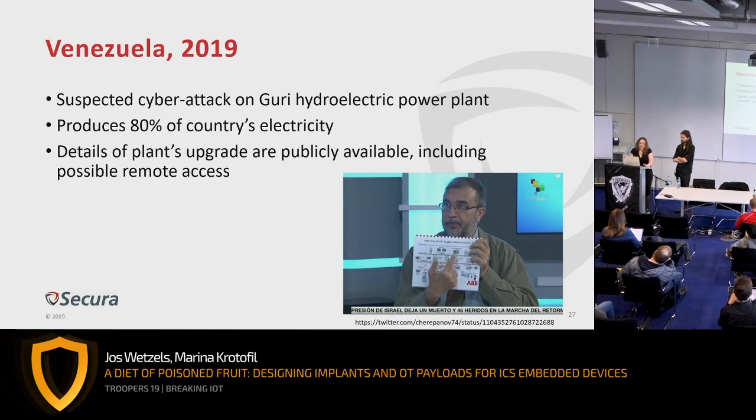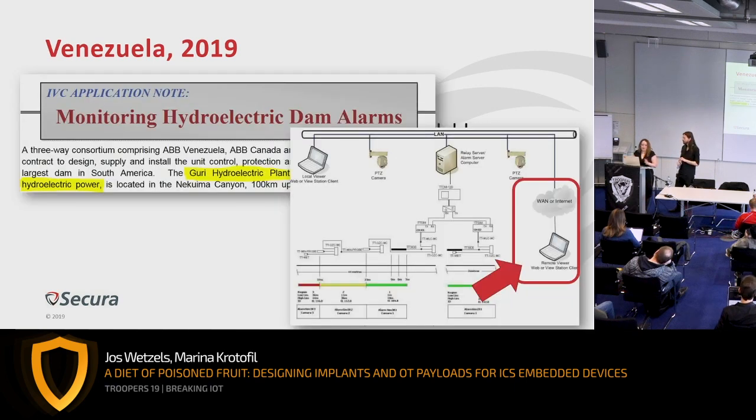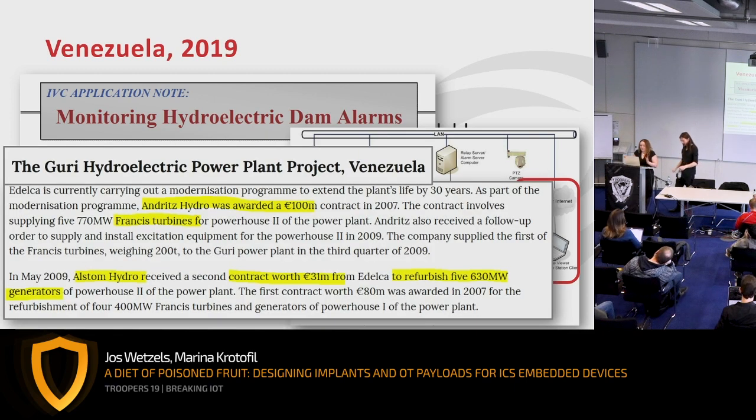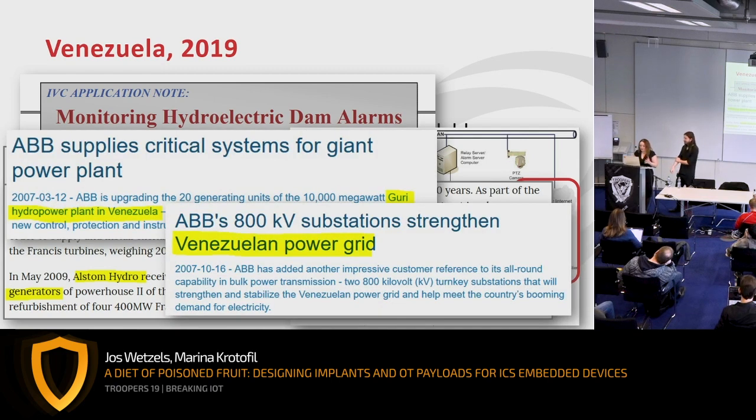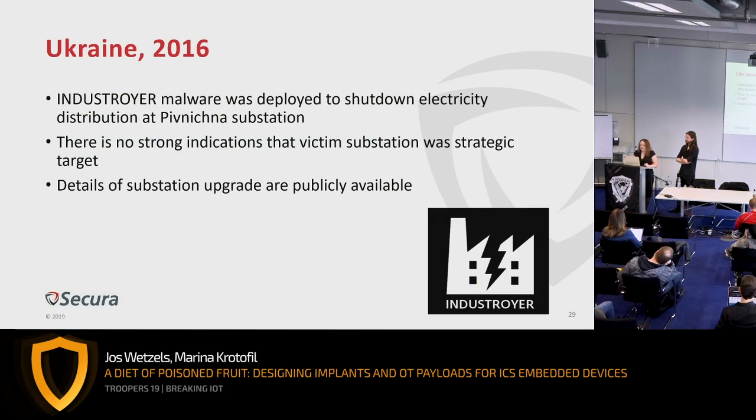So, just a few examples. Venezuela, a suspected cyber-physical attack. This is a logical target. It is a strategic target because 80% of the country's electricity is produced there. And this plant went through an upgrade, and there was tons of open-source information on the internet around that, which even suggests internet access to their alarm system. So much detail about that plant was put online that it really makes a very attractive target.